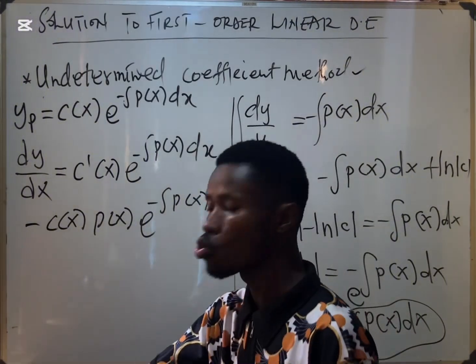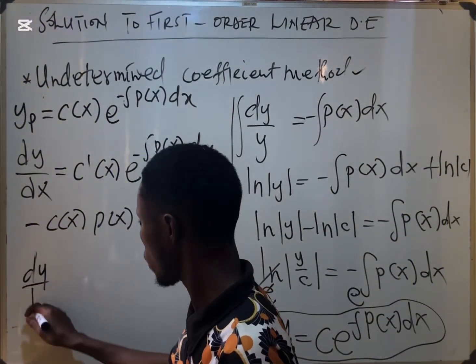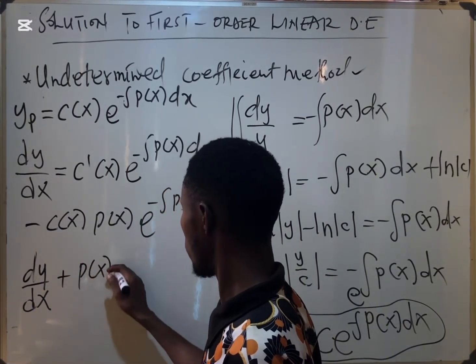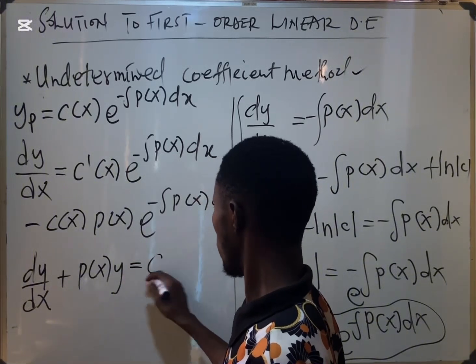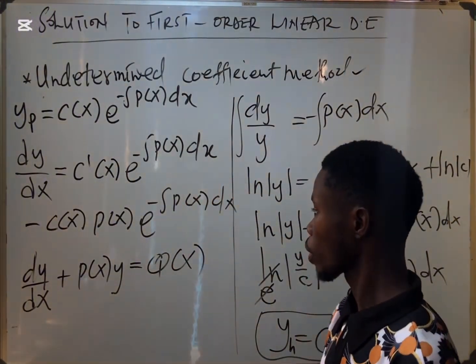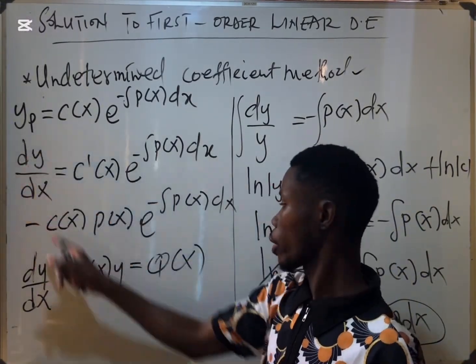you go back to this, which is dy/dx plus p of x y equals k of x, okay? So this is what we are going to do. This y here is for this one, y of p, okay?